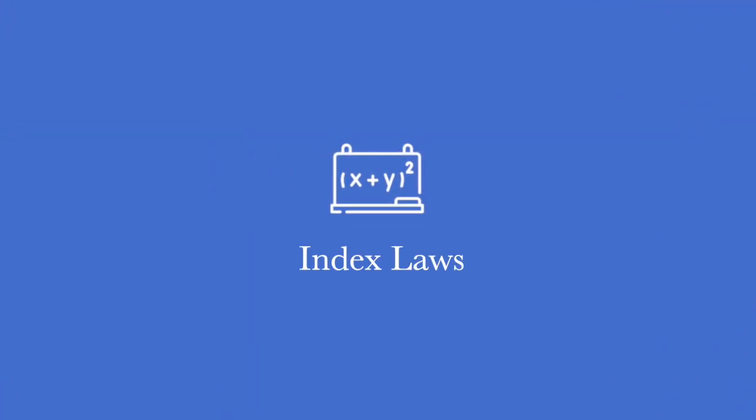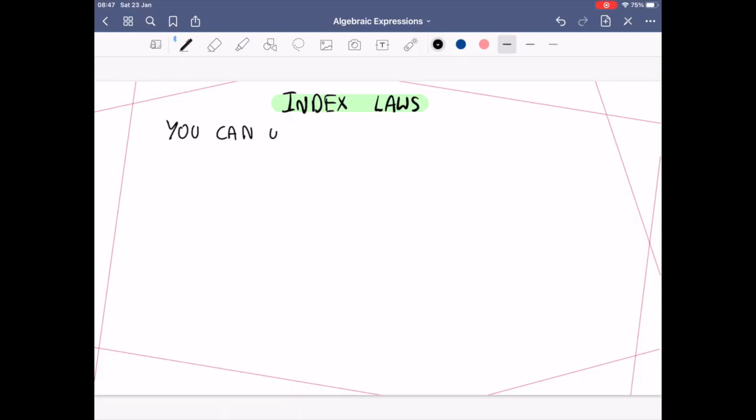So first of all we have index laws. You can use the laws of indices to simplify powers of the same base. And there are essentially around 8 laws if you think about it.